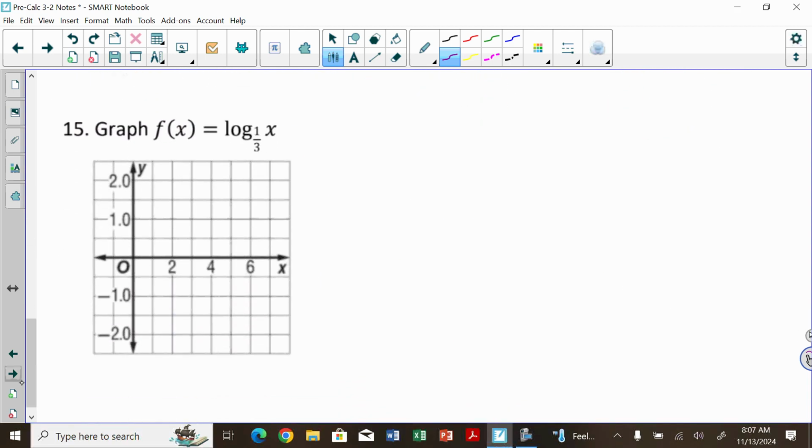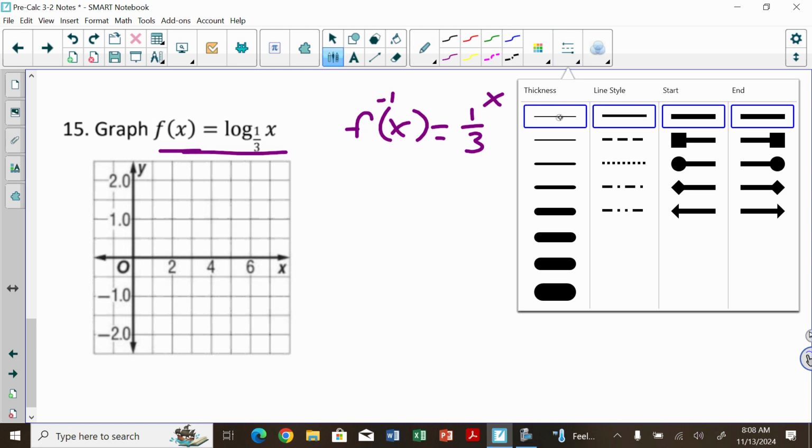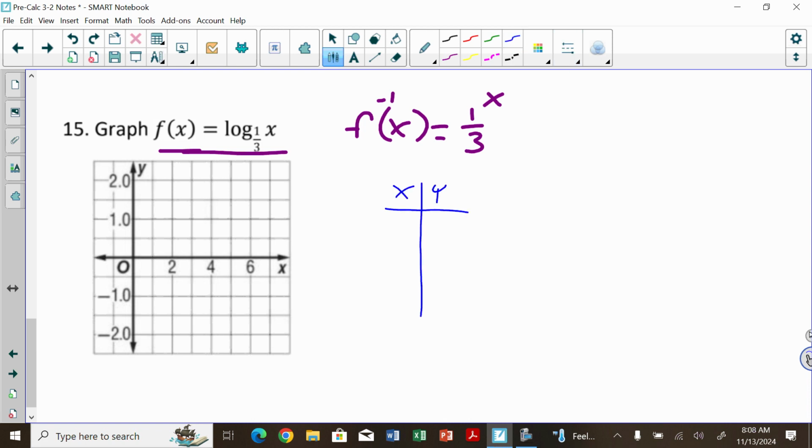Okay, so the first thing I want to do is rewrite this in terms of an inverse. So I want to go f of x equals 1/3 to the x power, right? That would be the inverse function of this. That'd be the exponential function. And then if I plot points based on this one, again, if I just give my 0, -1, 1, 2, -2, let's go quickly so you can see, but these values would be what I would put in.